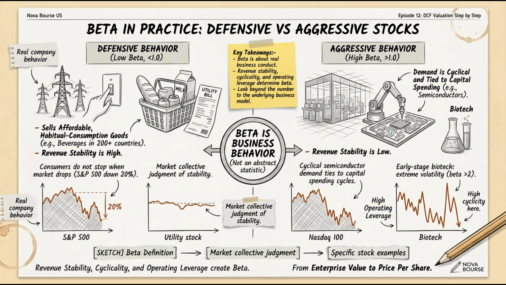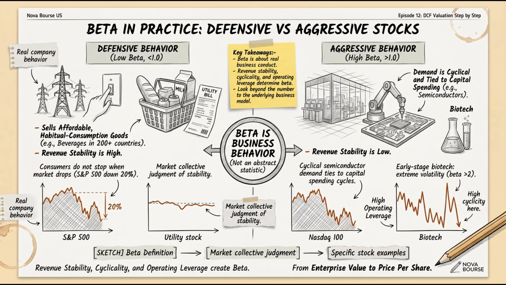Beta is not just an abstract statistic. It describes real business behavior. Coca-Cola's low beta reflects a business that sells affordable habitual beverages in 200 countries. People don't stop drinking Coke when the market drops 20%.